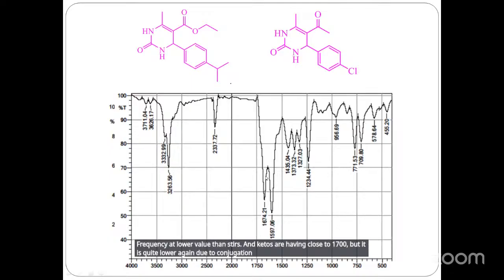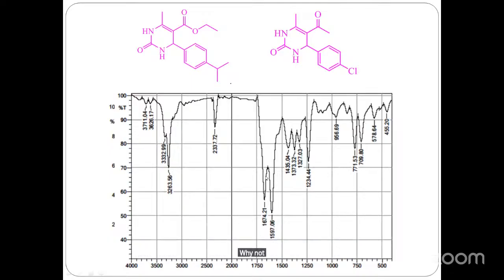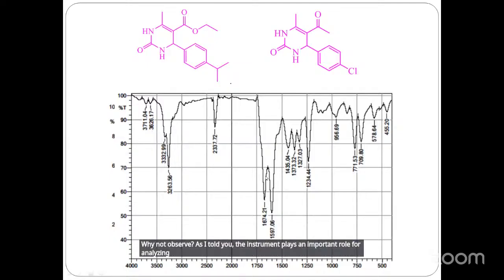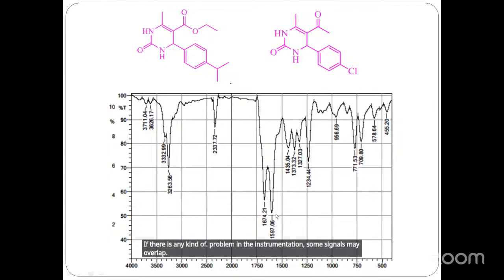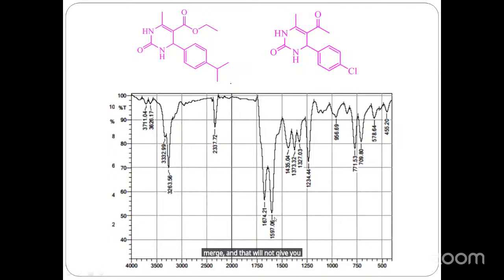And the amide frequency is not observed. Why not observed? As I told you, the instrument plays an important role in analyzing each type of signal. If there is any kind of problem in the instrumentation, some signals may overlap or merge, and that will not give you a fine IR spectrum. And this IR spectrum is not fine. You can see it is not a very good IR spectrum. So is there any problem with the compound which is analyzed? No. The compound was absolutely pure, but there might be a problem in some instrumentation part.